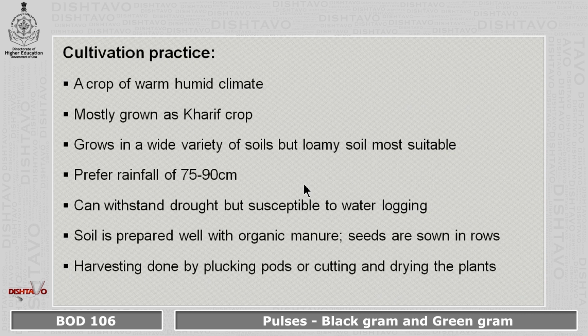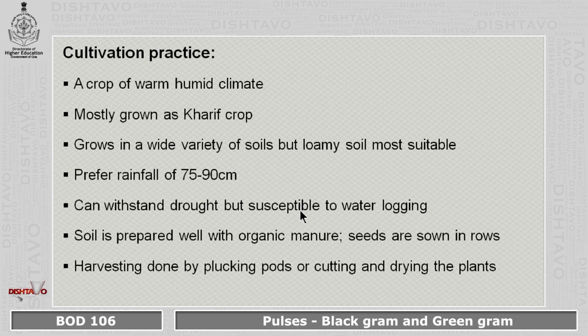Now come to cultivation practice. It is a crop of warm, humid climate, mostly grown as a kharif crop, that is monsoon season. It can grow in a wide variety of soil, but you have to prepare the soil very well, and it prefers 75 to 90 centimeter rainfall. If there is more rainfall, it may lead to waterlogging, and that may affect the growth of the plant.